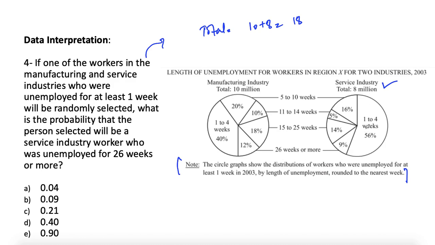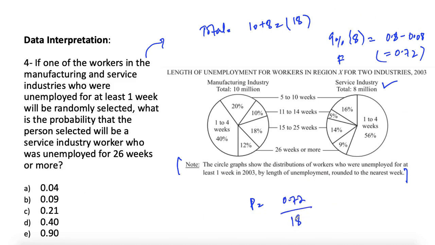So what is 9% of 8 million? We can do it this way. What is 10%? 0.8. What is 1%? That is 0.08. Subtract this and you will get 0.72. So our favorable outcome is 0.72, and our total outcome is 18. So the probability will be 0.72 divided by 18, and just solve this and you will get option A as the required answer.